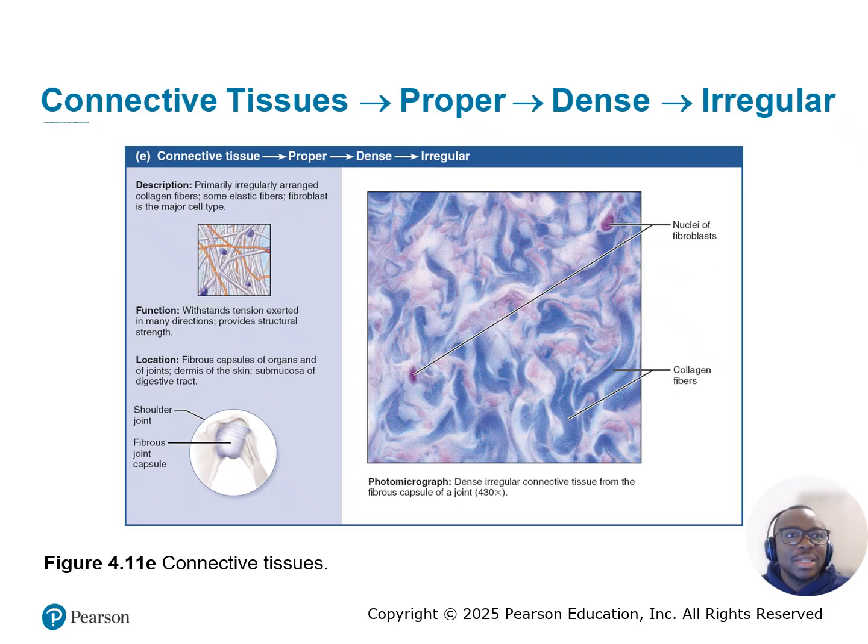The next is dense irregular connective tissue. It has the same elements as dense regular connective tissue, but bundles of collagen are thicker and irregularly arranged with some elastic fibers. Fibroblast is the main cell type. Its role is to withstand tension exerted in many directions and provide structural support. It is found in fibrous capsules of organs and joints, dermis of the skin, and submucosa of digestive tract.